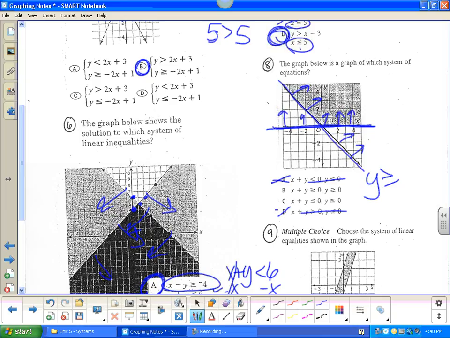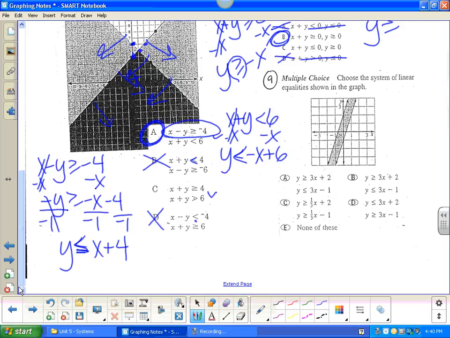So then if I look at B and C, if we check out B and I subtract x, then my y-intercept is 0, down 1, right 1, yes, and this is shaded greater than, which should be shaded above, so yes.